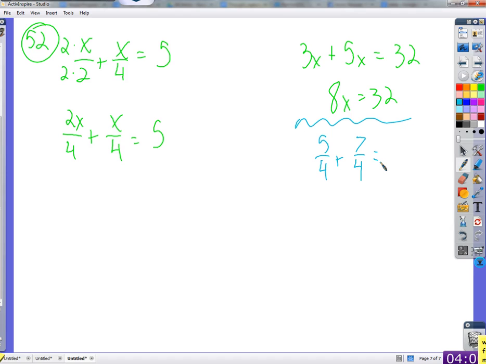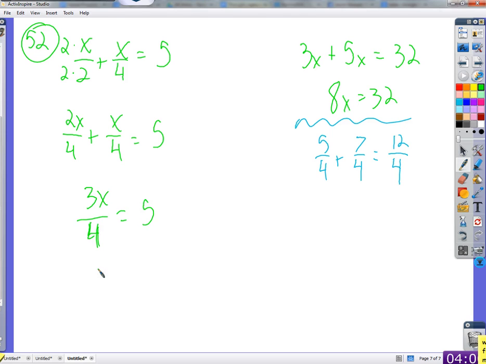So add what? The numerators. The numerators together, and we get 12 over 4. Okay. So when we go to combine these together, we combine the numerators, and the numerators added together will be 3x over 4 equals 5. Okay, that's good.